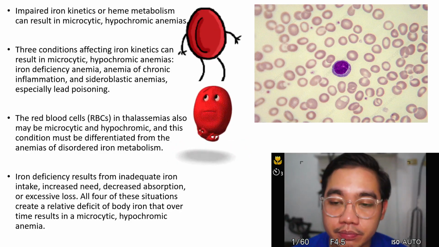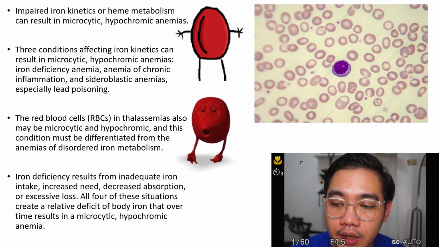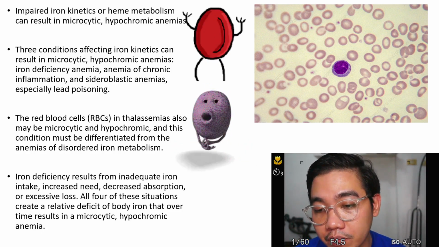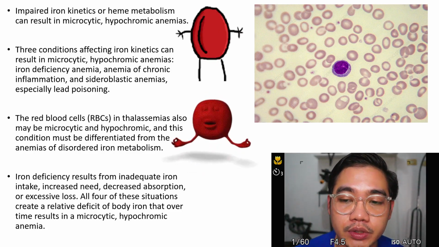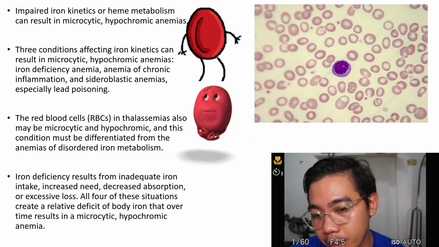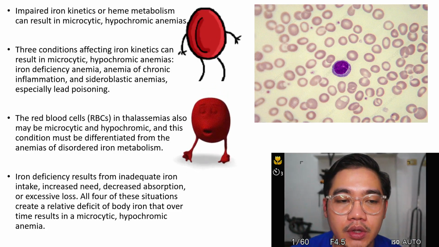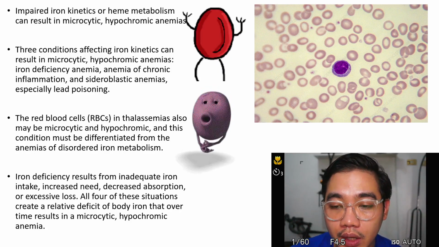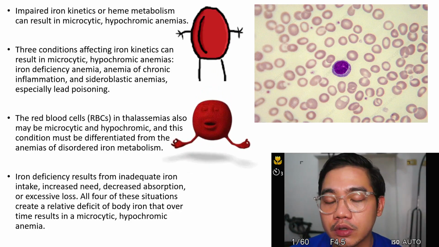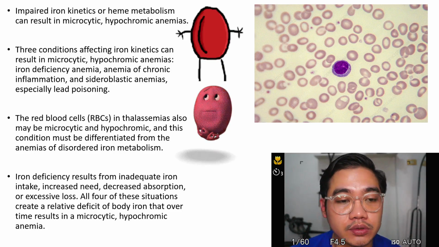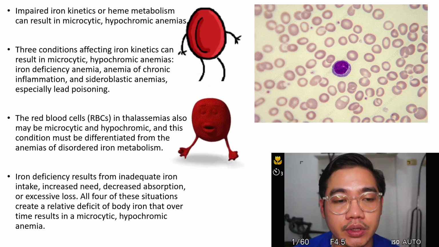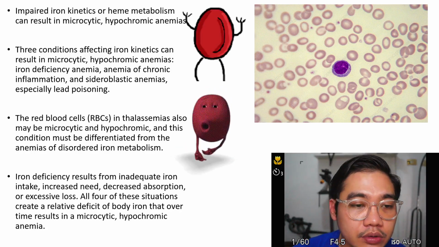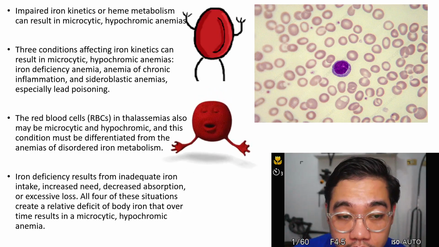They don't stain as much because remember, the component that makes red blood cells stain red is your hemoglobin. And if the hemoglobin is low, then it will not stain as much. That's why it's called hypochromic, low in color. And due to the decreased hemoglobin content in the RBCs, it will also lead to a decrease in its overall size. That's why we call it microcytic. So there are three conditions affecting iron kinetics that may result in microcytic hypochromic anemia.